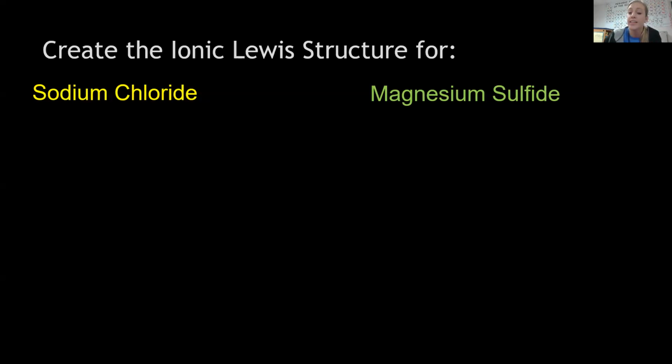I said the word octet and apparently I did not define it. Thank you for calling me out. Octet is the 8 valence electrons. So we're looking for an octet. We want a full valence electron shell and we call it the octet rule. So octet is the way we say 8. It's also the same in music. An octet has 8 musicians.